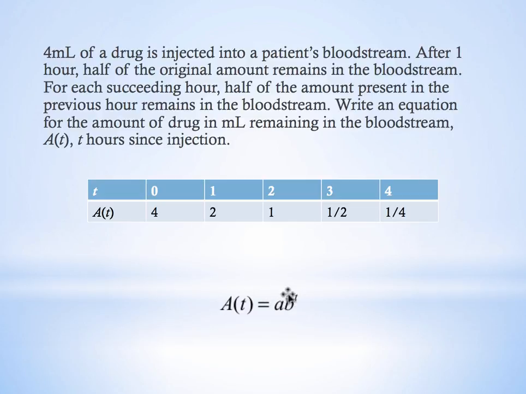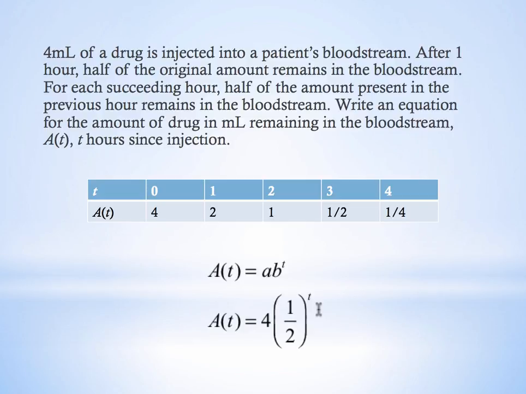The base is what we are changing by our constant successive ratio. What are we multiplying by every hour to get the next value? Because remember that b is a factor, and factor means to multiply. So here I multiplied by 1/2 to get 2. I multiplied by 1/2 to get 1. I multiplied by 1/2 to get 1/2. I multiplied by 1/2 to get 1/4.